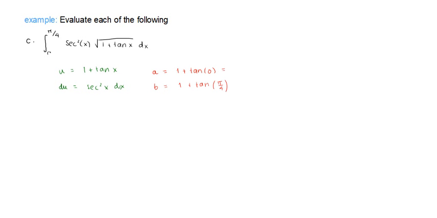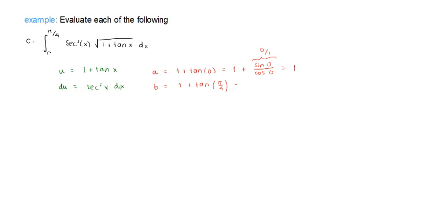And so 1 plus tangent of 0 is equal to 0, because it's sine of 0, which is 0, over cosine of 0, which is 1. So that means this is going to be 1 plus sine of 0 divided by cosine of 0, which is equal to 0 over 1, which is equal to 0. And this is going to be equal to 1.